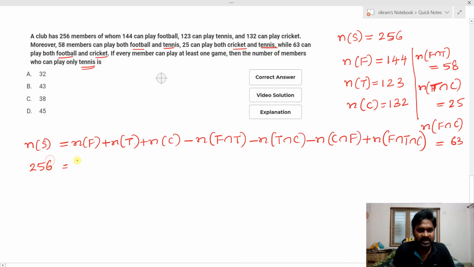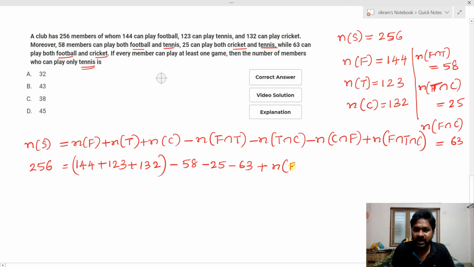He has given 256. n of F is 144, then 123 plus 132, minus 58, minus 25, minus 63, plus we have to find how many players can play all three games, football, tennis and cricket. From this we can write 256 equals, if we add all these, 144 plus 123 plus 132, we get 399.